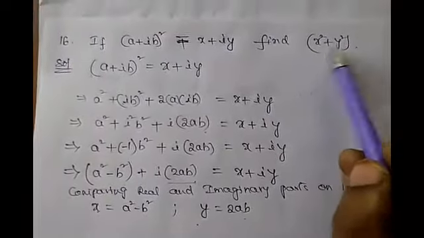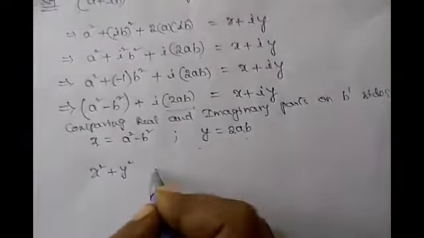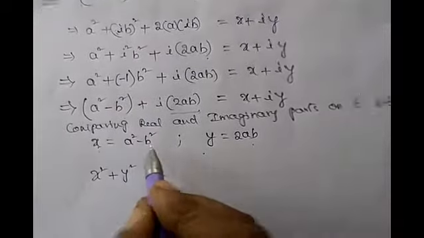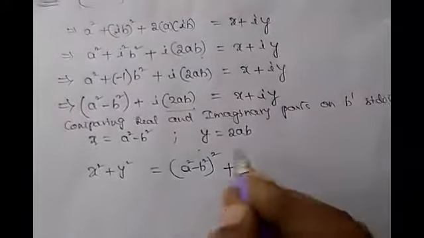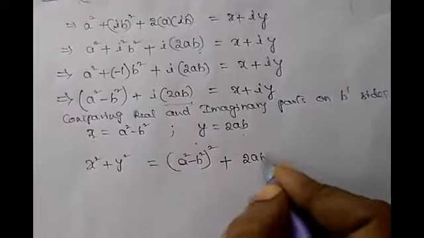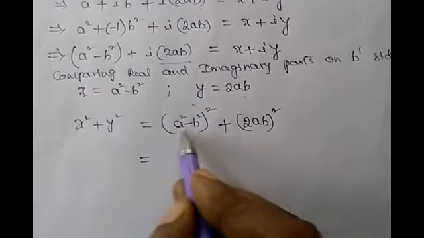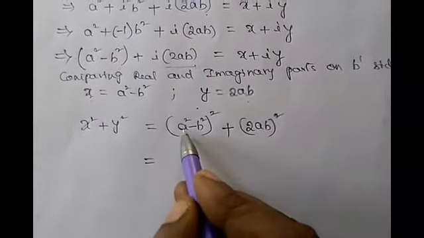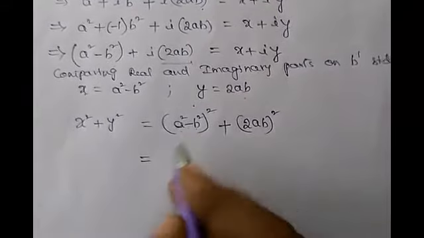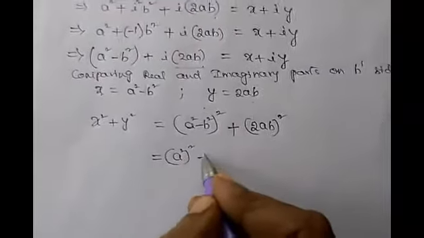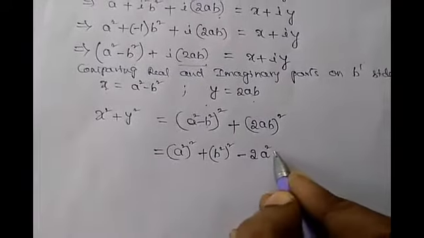Now we have to find out what? X square plus y square. So x square plus y square is equal to, what is the x value? A square minus b square. So a square minus b square whole square plus, what is y? 2ab. Y square means 2ab whole square. That is equal to, apply a minus b whole square. Assume a square as a and b square as b. Write the a minus b whole square.